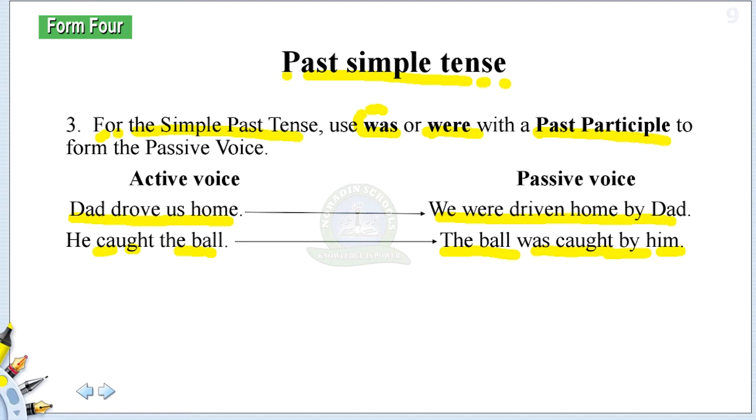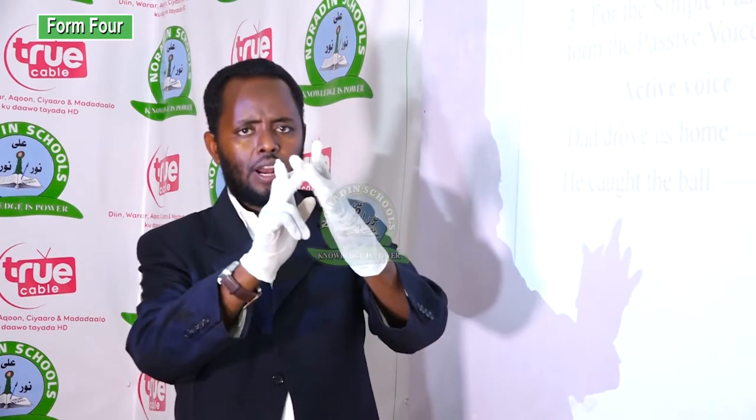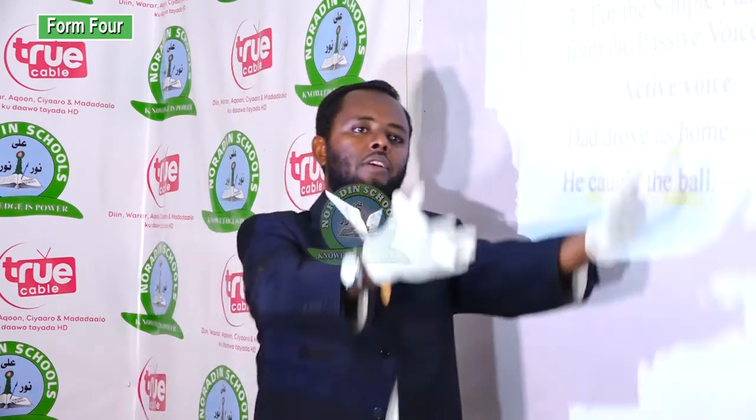So when you are going to change simple past into passive voice, remember was, were, and the past participle. And remember another point: when the sentence begins with the object, we say passive voice. When the sentence begins with the subject, we say it's an active voice.